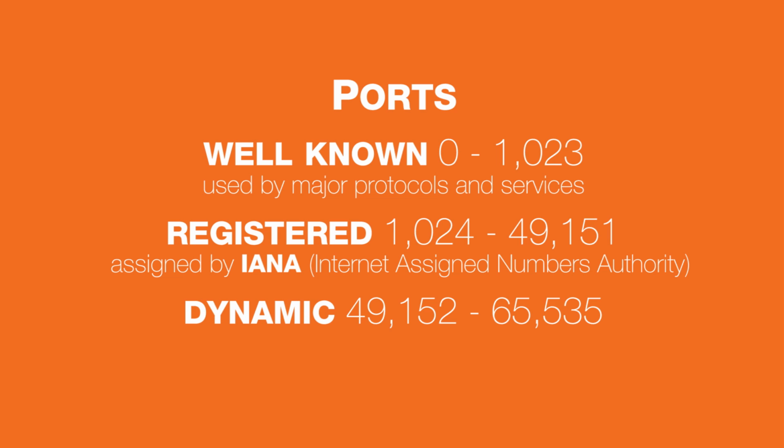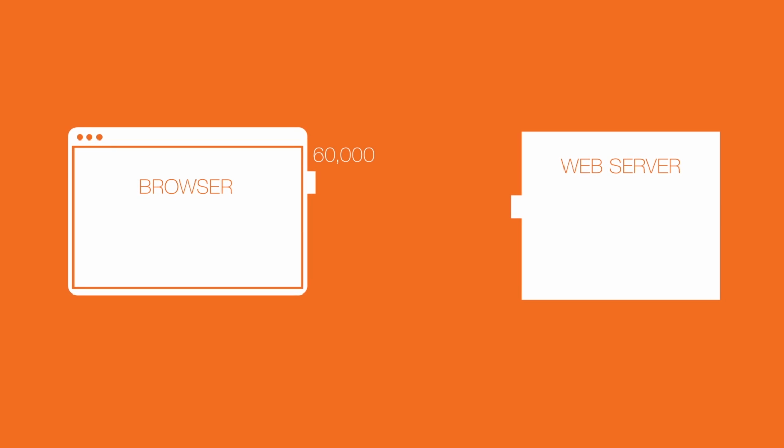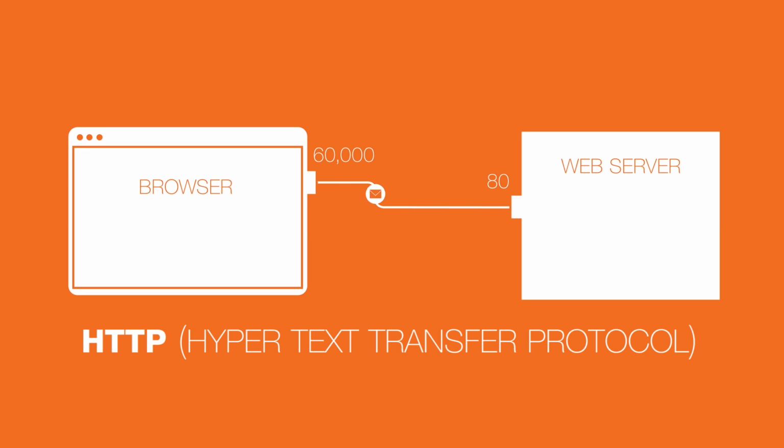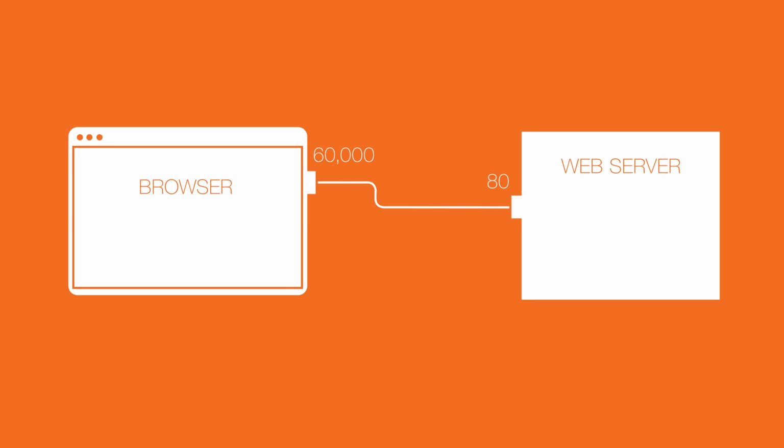Dynamic ports from 49152 to 65535 are used by client applications on an as-needed basis. For example, your browser might open up port 60,000 to send a request to a web server that will be listening for requests on port 80, unencrypted HTTP. The web server's response is sourced from port 80 and is destined for the port that your browser opened up.